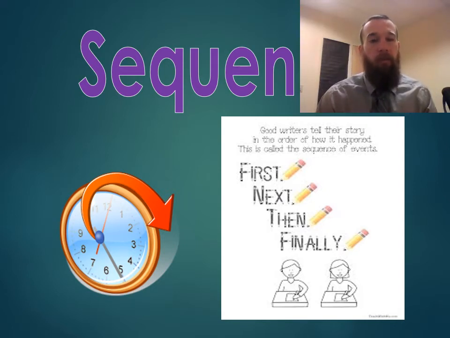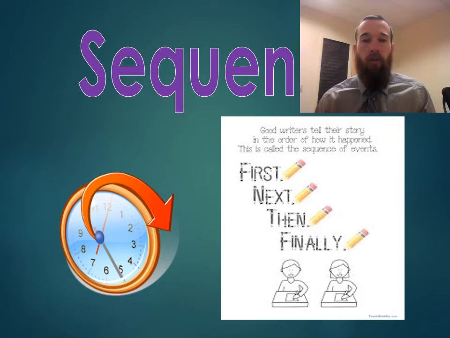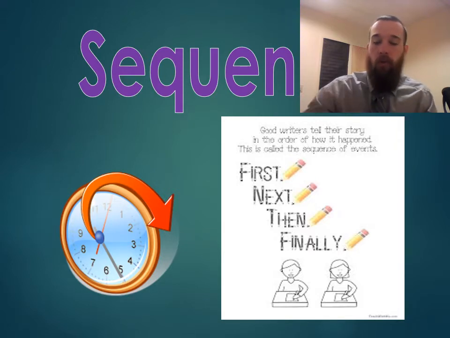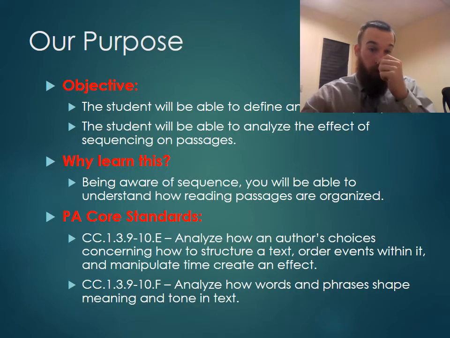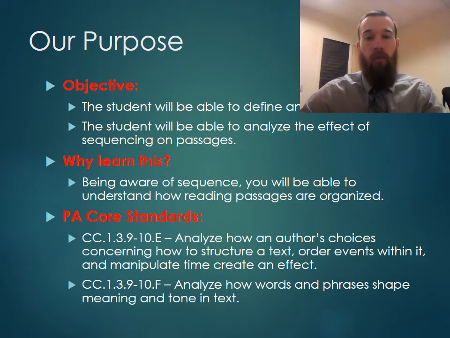In today's lesson, we'll be focusing on sequence. Throughout this unit, we'll be looking a little bit at the way texts are ordered, and ordering it by sequence is one way that you can order a text. So for today, two things. One, you should be able to identify what sequence is, and then you should also be able to analyze the effect that sequence has on a passage.